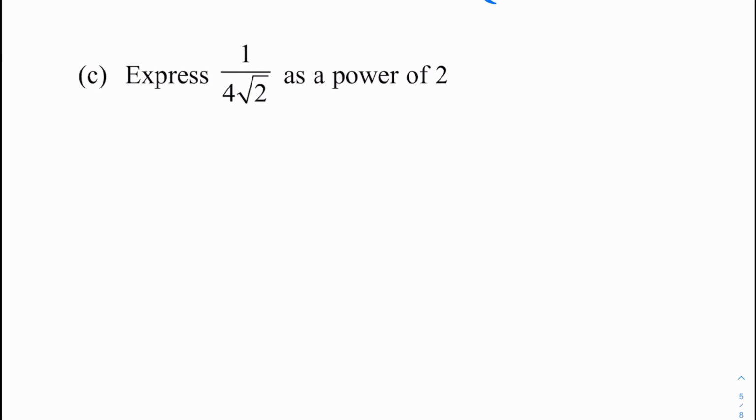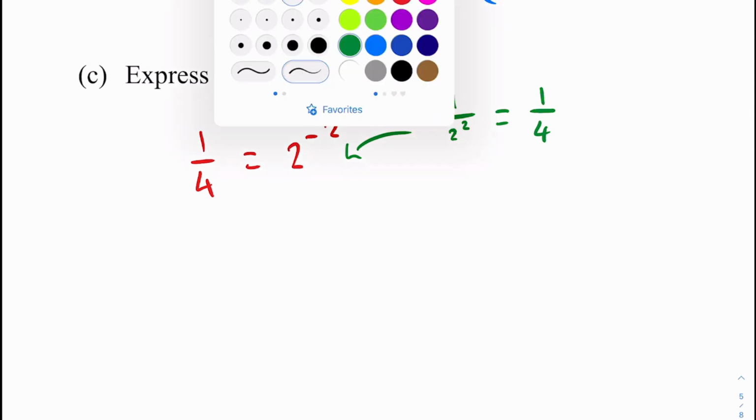Okay, question C, we need to express 1 over 4 root 2 as a power of 2. So this question's kind of difficult. What we need to spot is that 1/4 is equal to 2 to the power of negative 2. Because if we think about this, let's quickly solve this. 2 to the power of negative 2, we write 1 over 2 squared, which is equal to 1 over 4. Okay, so 1/4 is equal to 2 to the power of negative 2.